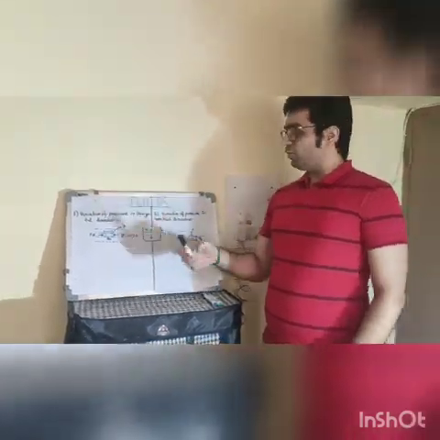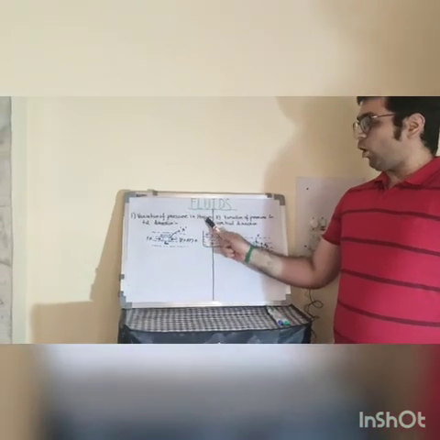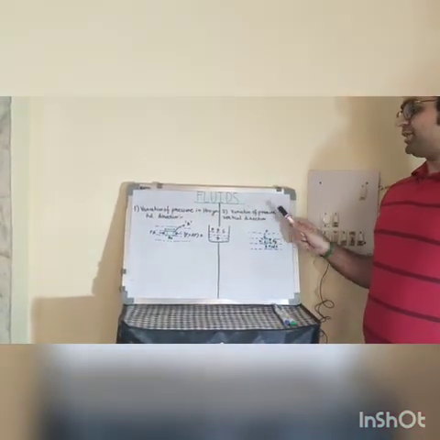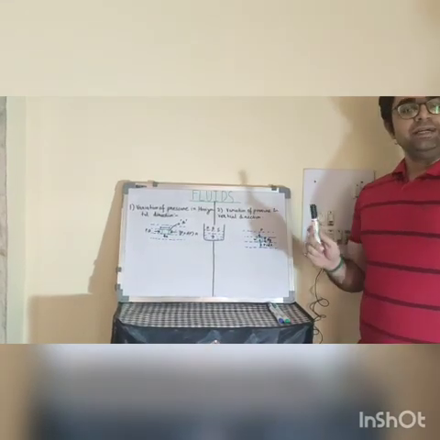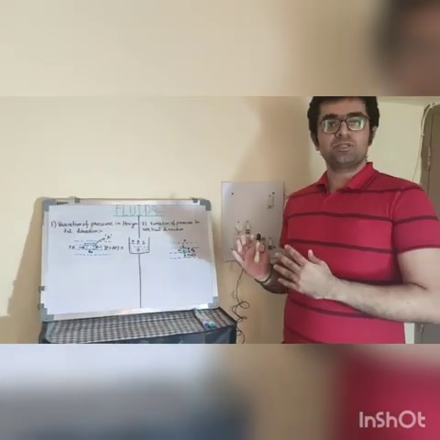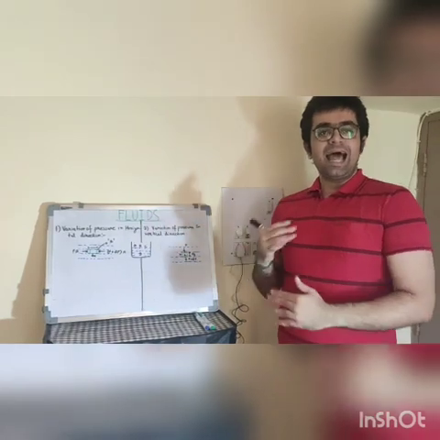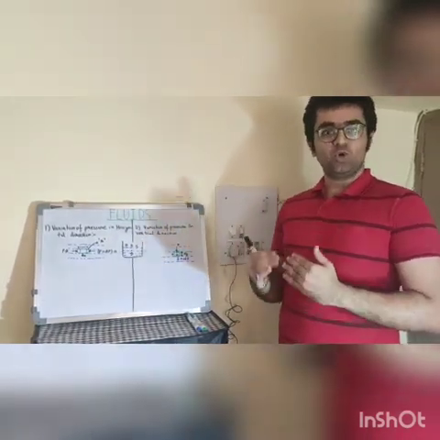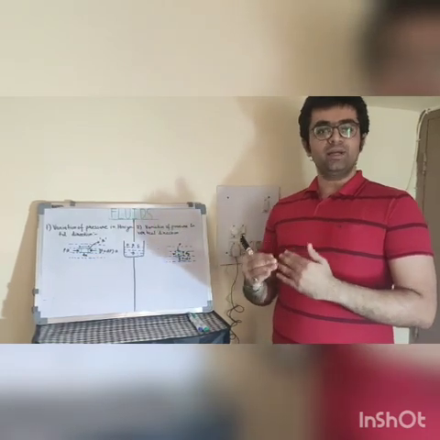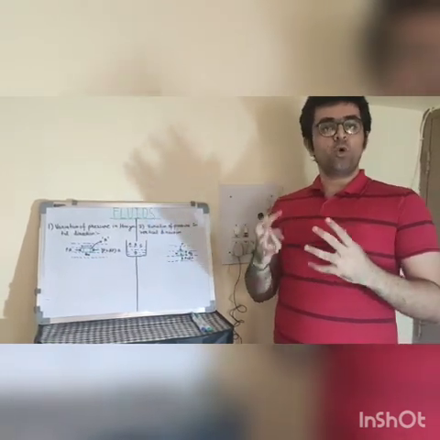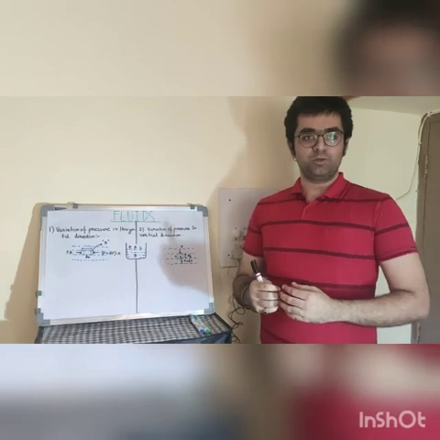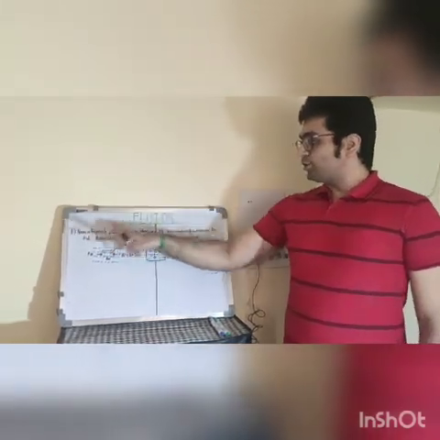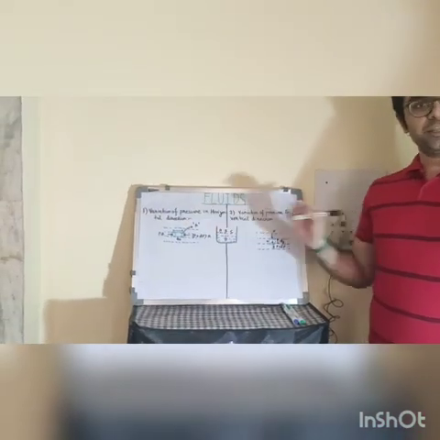First concept is the variation of pressure in horizontal direction, and the second one is variation of pressure in the vertical direction. We will discuss both these concepts first of all analytically, and then we will discuss both these concepts experimentally, so it is verified to you and you can understand the core essence of this concept. Okay, so we will start with the first concept, variation of pressure in horizontal direction.